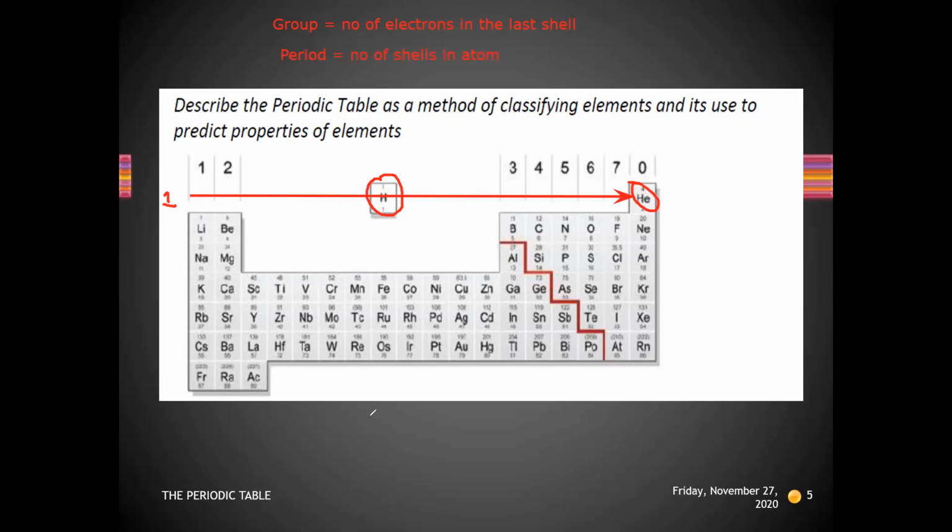Like if I draw the structure of hydrogen, hydrogen's atomic number is 1, atomic mass is also 1. So this is the nucleus of hydrogen, which contains one proton. And when I draw the electron around the nucleus, there is only one electron. When I draw helium, it is 2 and 4. So the nucleus contains 2 protons, 2 neutrons.